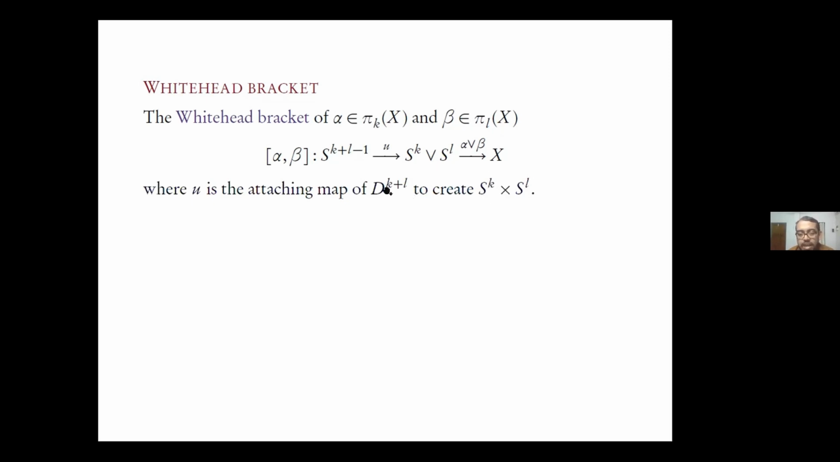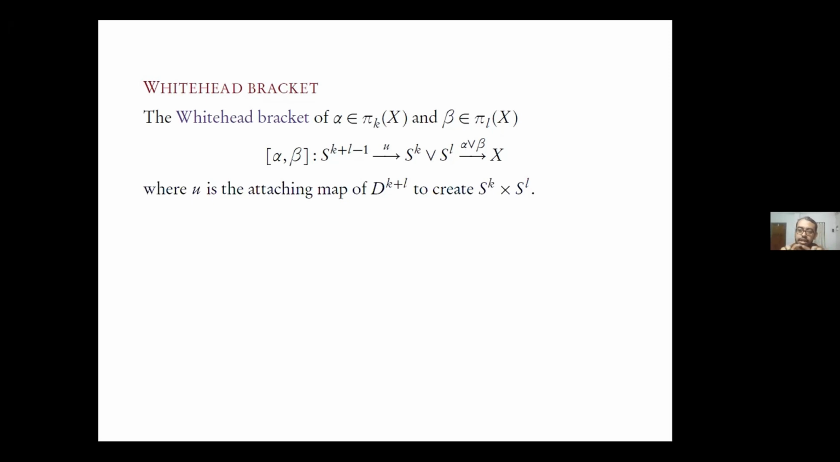And the attaching map is an attaching map from the boundary of DK plus L to SK wedge SL, and this U is the attaching map. So if you want a concrete example, take the simplest example that you have seen in algebraic topology. Think of what is the map when I put K equal to L equal to 1. So you're trying to construct a torus from a wedge of circles.